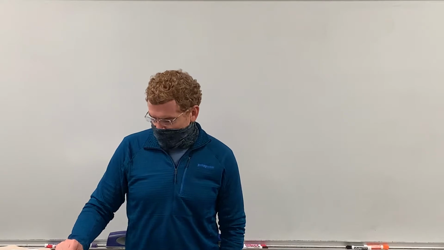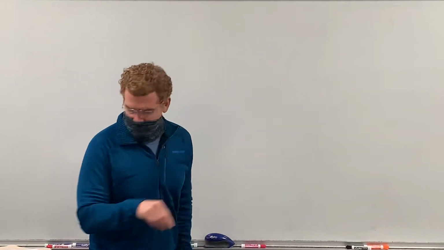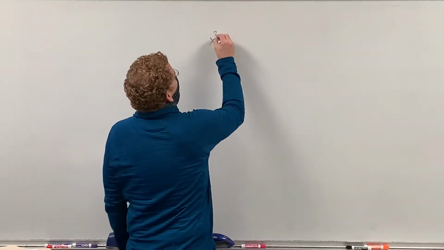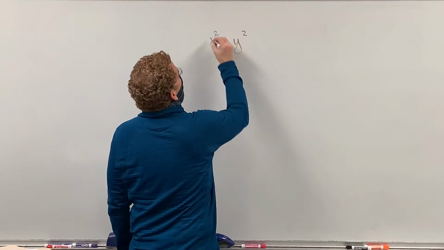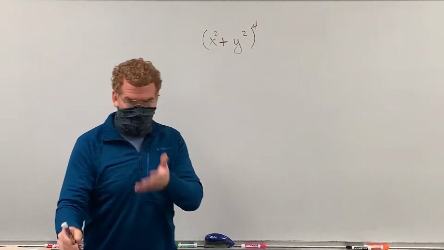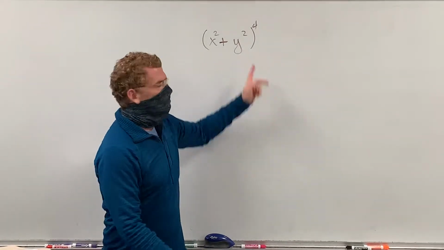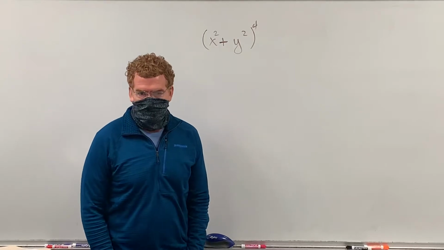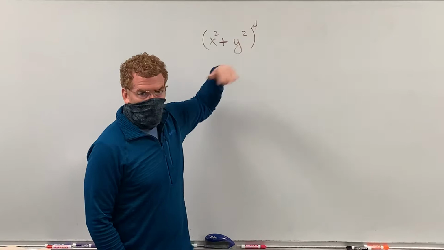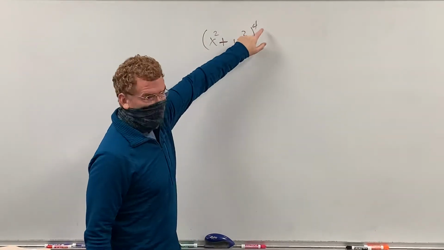So on number 33, the question was x squared plus y squared to the fourth, but it said use the binomial theorem. Well, the binomial theorem is what we do to find individual terms. So how many terms are there? There's 5, right? Because anytime it's a power, there's going to be one more than the power when you do the expansion. And you can see that when you go to Pascal's triangle.